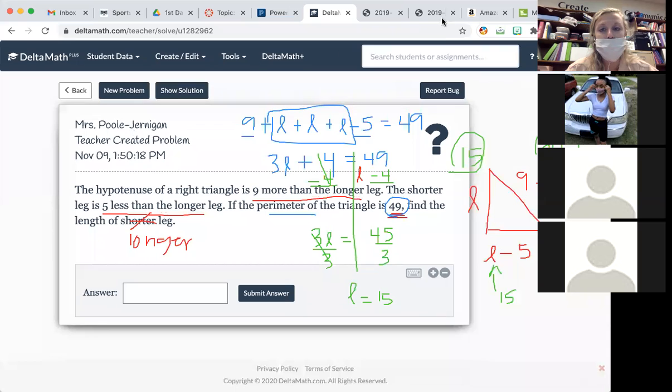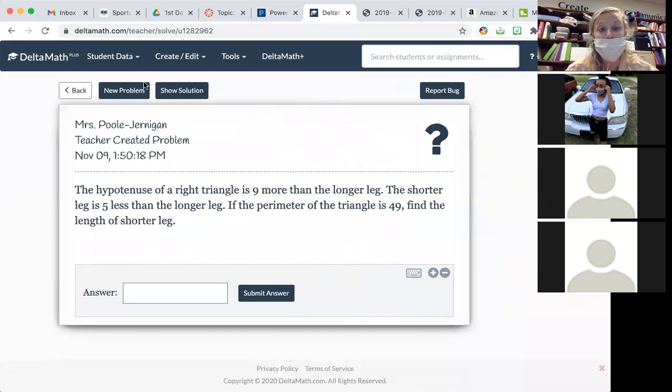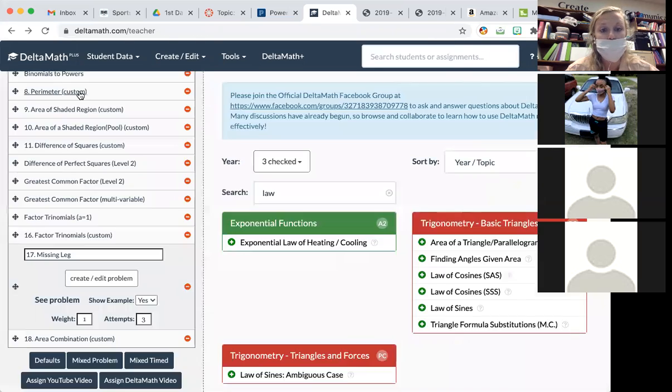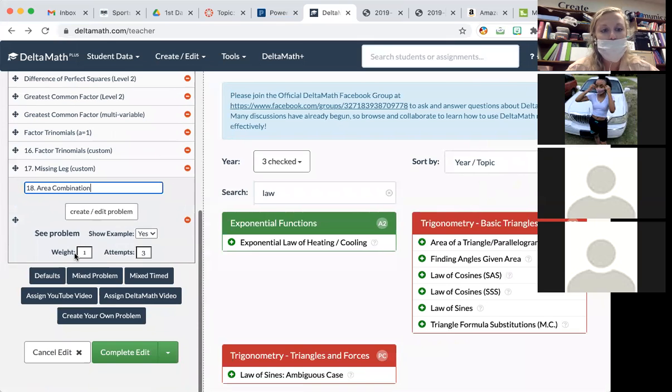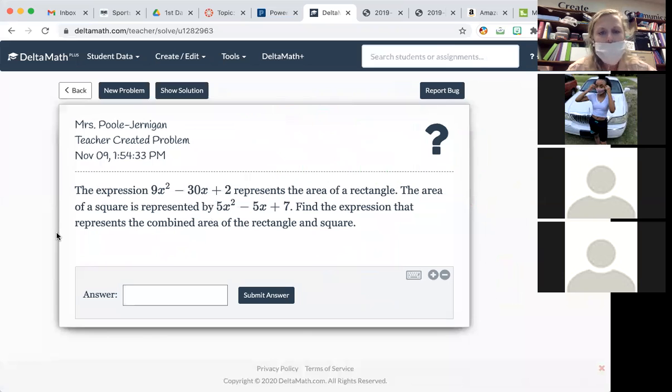Hopefully y'all are right in this, or you'll go back and watch it later and write it down so you can use it on your test tomorrow. All right, last one. Oh, I shouldn't need to do this one. We had one just like this in a warm-up.